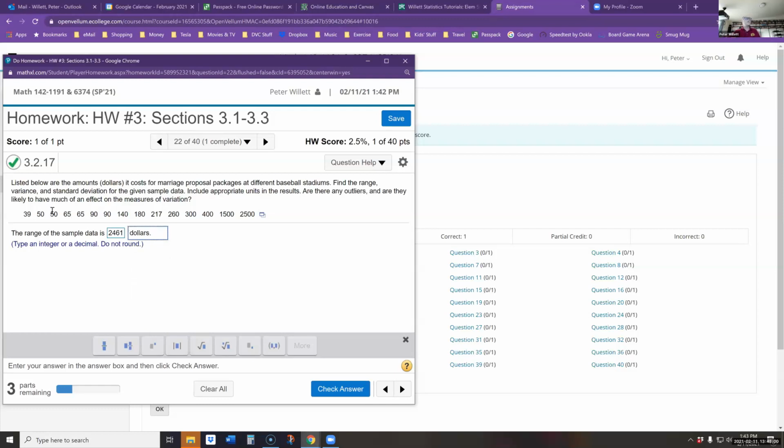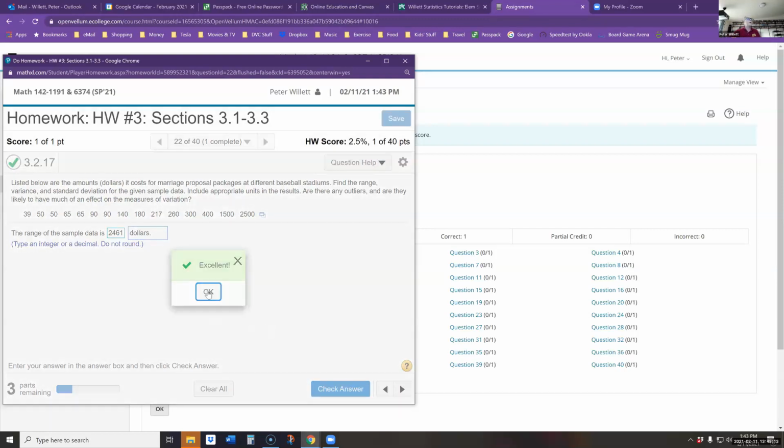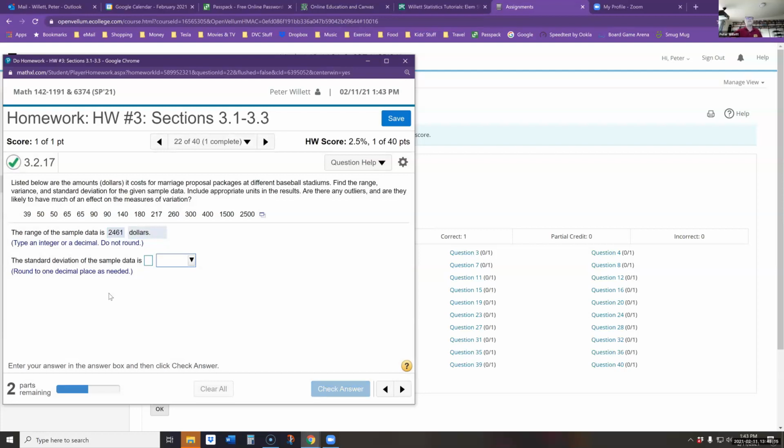So that's to be clear, the data values themselves have a units of dollars. And one of the things we looked at with range is that the unit of range will match the units of the data. So let's see if they agree. They do. So then it wants standard deviation. That was the crazy formula. So I don't want to touch that myself. I want StatCrunch to come to the rescue here. So let's see if we can do that.